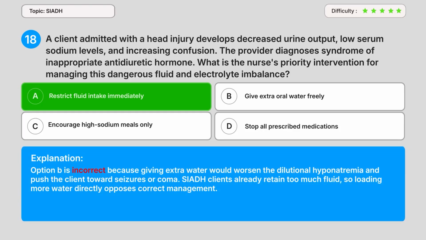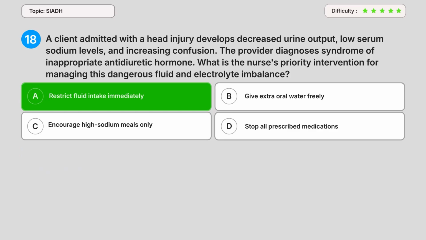Option B is incorrect because giving extra water would worsen the dilutional hyponatremia and push the client towards seizures or coma. SIAD clients already retain too much fluid, so loading more water directly opposes correct management.